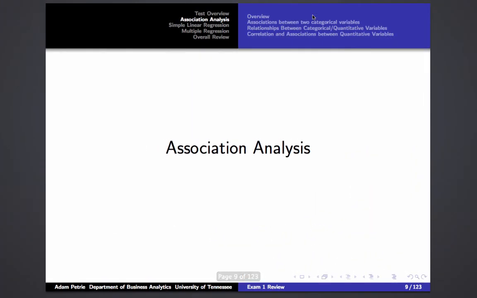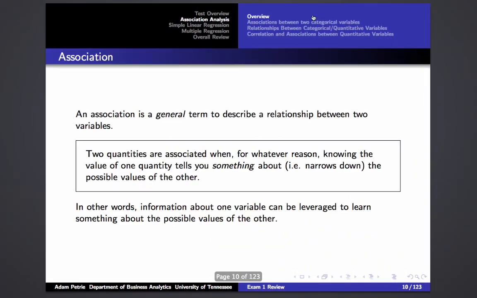All right, so let's review associations, where we spent the first few weeks of the course. We use the word association as a general term to describe whenever two variables or two quantities are related. Specifically, two quantities are associated when, for whatever reason, knowing the value of one tells you something about, or in other words narrows down, the possible values of the other. A lot of business analytics is preoccupied with association analysis because they want to leverage information they do have to learn something they don't know.